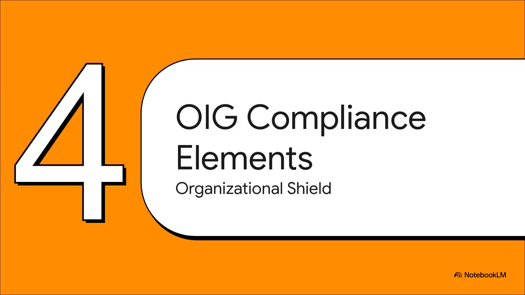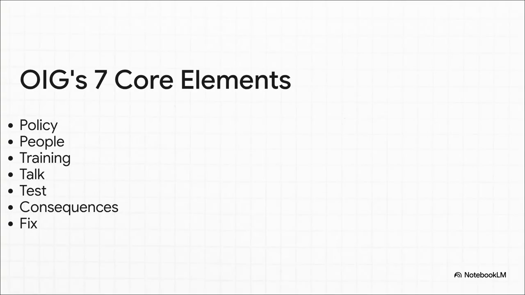Next up, Section 4, the OIG 7 Compliance Elements. This forms our organizational shield, built straight from the Office of Inspector General's guidance. The OIG really wants to stop problems before claims ever go out. You can memorize their 7 core elements of an effective compliance program with this simple sequence: policy, people, training, talk, test, consequences, and fix. That means having written policies, a dedicated compliance officer, solid training, open lines of communication, internal auditing, clear disciplinary guidelines, and actually taking corrective action when things go wrong.